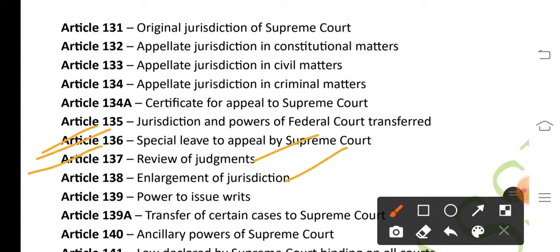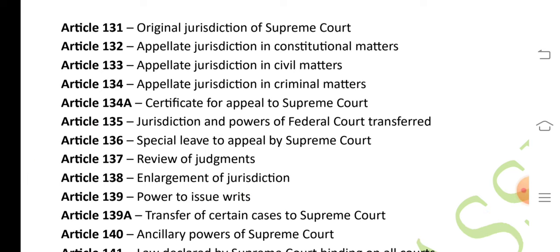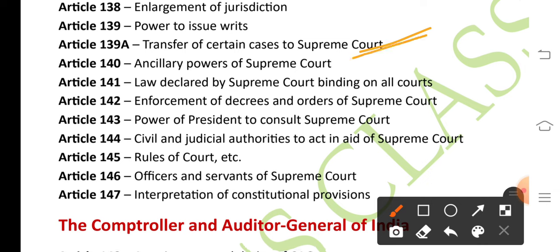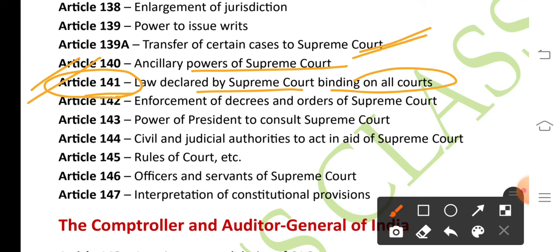138, enlargement of jurisdiction. 139, power to issue writs. 139A, transfer of certain cases to Supreme Court. 140, ancillary powers of Supreme Court. 141, law declared by Supreme Court binding on all courts. This is very important, Article 141. It says the law declared by Supreme Court is binding on all the courts. That is, no court can deny the judgment by Supreme Court.